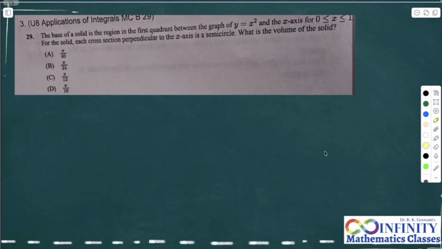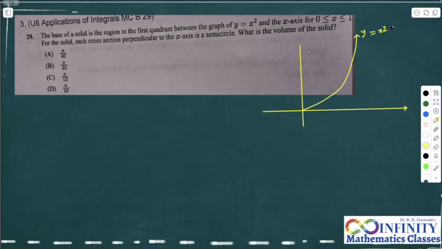The base of the solid is a region in the first quadrant, y equals x square and the x-axis, between 0 to 1. The task is simple there. Let us try to draw a graph. Y equal to x square is going to be a graph like this. It is a parabola in the first quadrant. X equals 1 is going to be this vertical line. And x-axis is given to you. This is your x-axis. The area is in between. This is the area bounded for you.